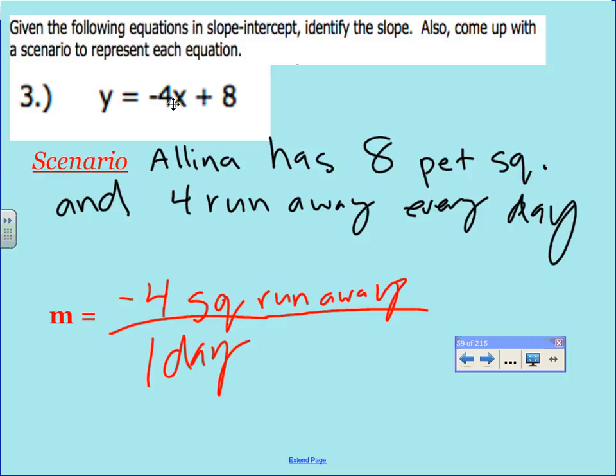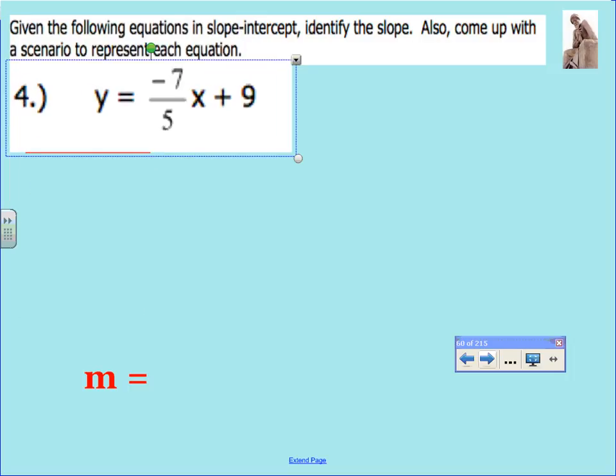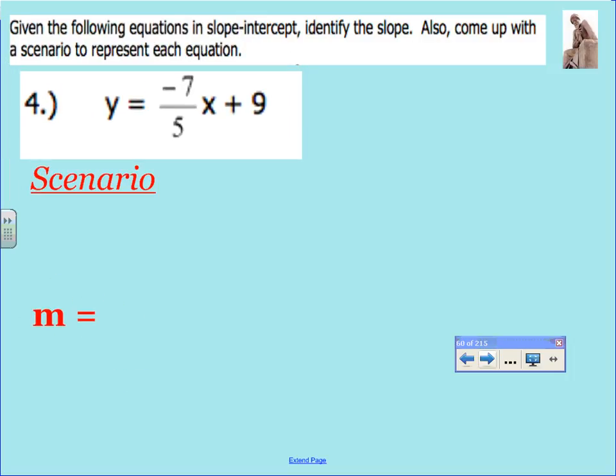All right, let's do one more of these. Let's go to number 4. Okay, number 4 is y equals negative 7 over 5x plus 9. So again, we need someone new. I'll give you a couple minutes. Think about a scenario. Y equals negative 7/5 x plus 9.